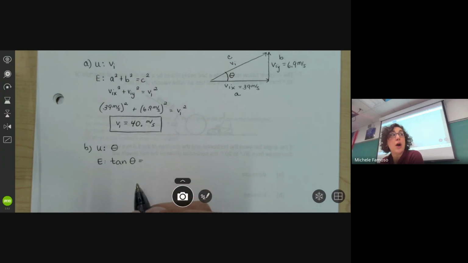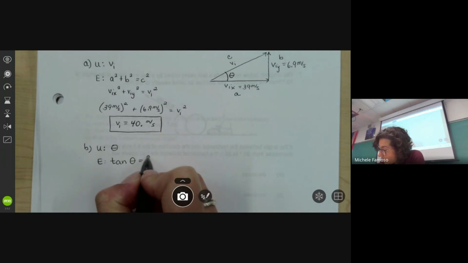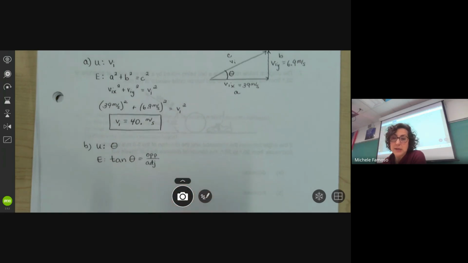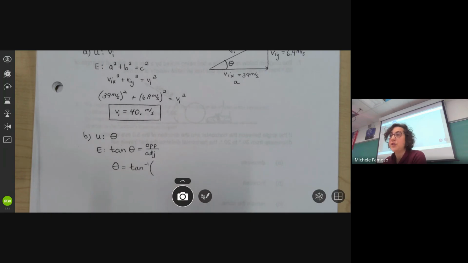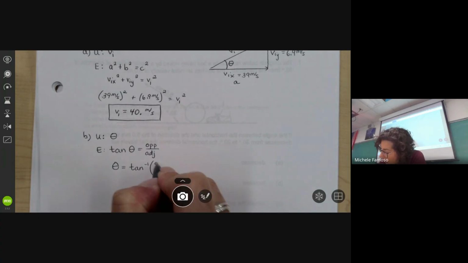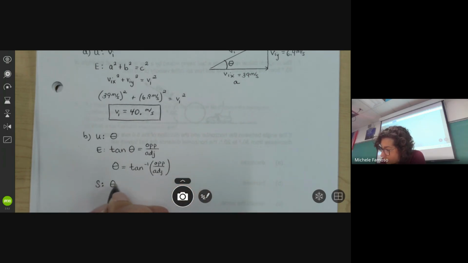Opposite, right? Because it's TOA in SOHCAHTOA. So we're going to have the opposite side over the adjacent side. So that means you now have to solve it for theta, which means you're going to do the inverse tangent. Theta equals the inverse tangent of the opposite over the adjacent side. Now you can do your substitution with units.